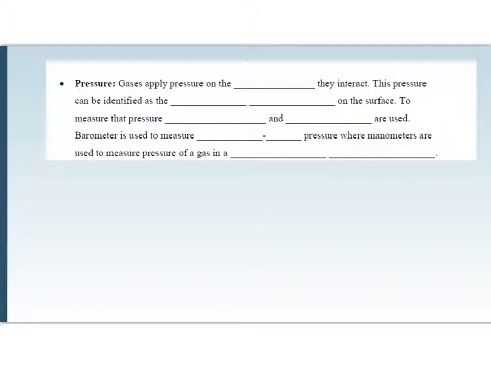So let's start with the pressure. Gases apply pressure on the surface they interact with. So this pressure can be identified as the applied force per unit area. To measure that pressure, we use 2 apparatus. The first one is the barometer and the second one is the manometer. Barometer is used to measure atmospheric pressure, whereas manometer is used to measure the pressure of a gas in a closed container.